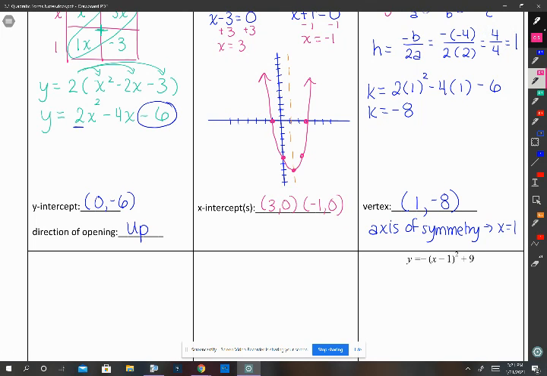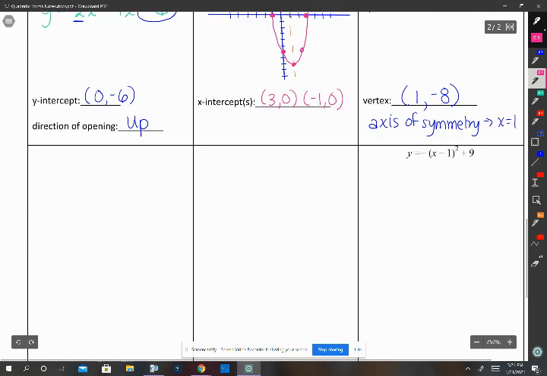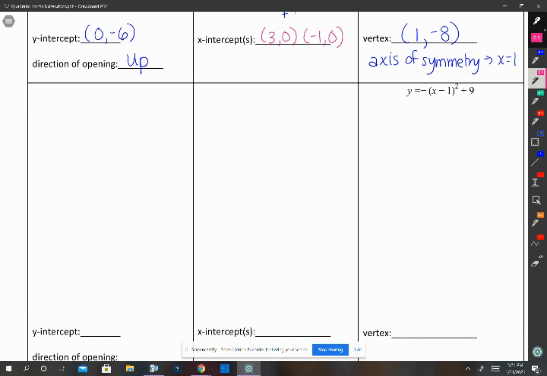All right. And then the last type we're going to have is if we have vertex form, and we're going to do the other forms. And so if I have vertex form, I want to do standard form first.